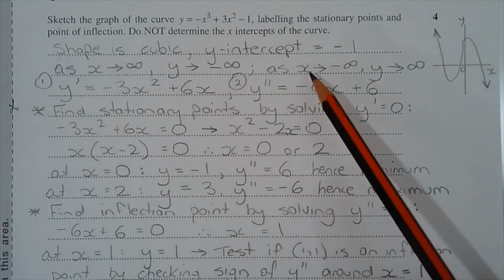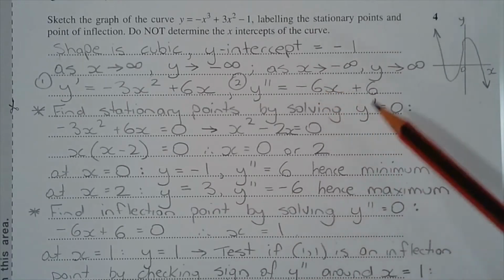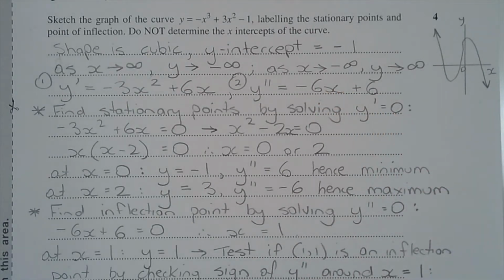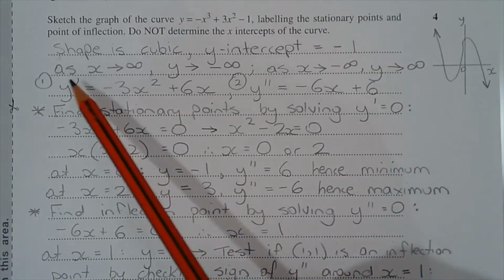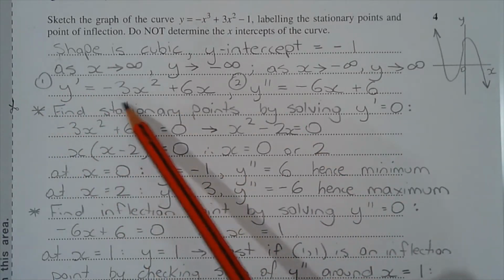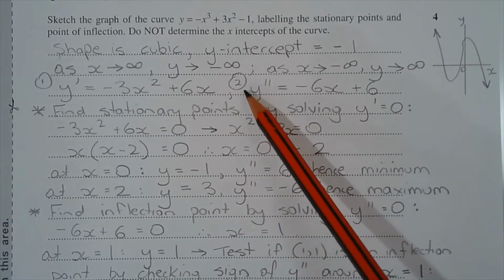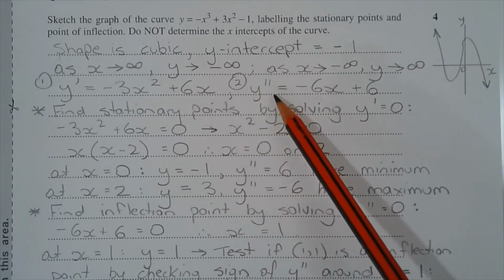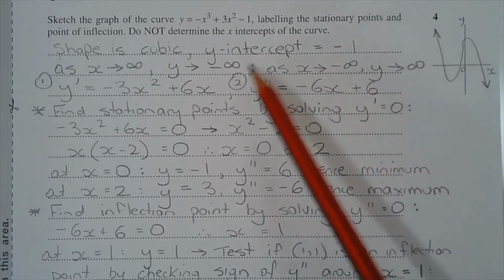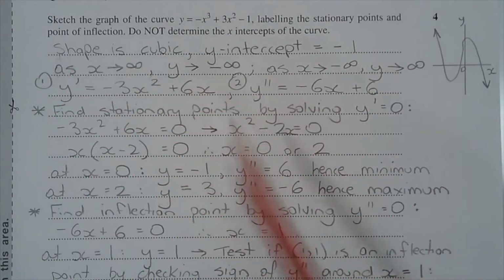Now let's find the first derivative and the second derivative because they will be required to find the stationary points, determining their nature, and also to find the inflection point and test it to make sure that it is in fact an inflection point. So y dash, the first derivative, is equal to negative 3x squared plus 6x. And equation number 2, the second derivative, y double dash, is equal to negative 6x plus 6. And we find that by differentiating the first derivative.